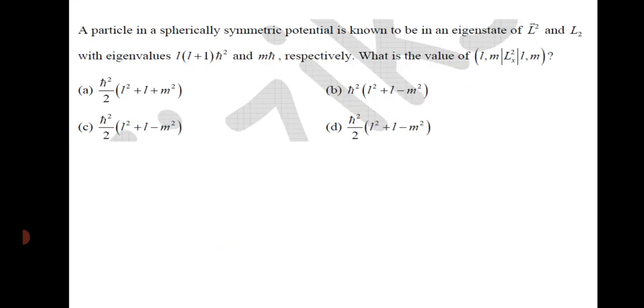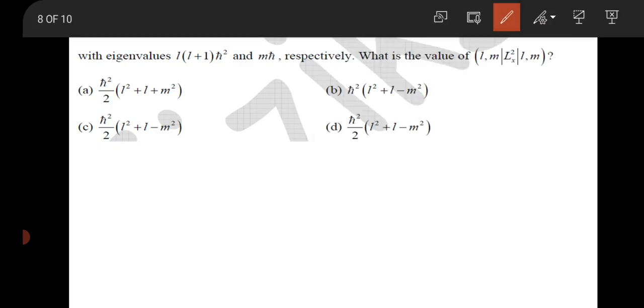So the next question is also from quantum mechanics. It's from the orbital angular momentum operator section. The question is very clear. A particle in a spherically symmetric potential is known to be an eigenstate of L square and Lz, I think this is actually Lz, not L2, with eigenvalues L(L plus 1)ħ square and mħ respectively. So what will be the expectation value of Lx square? First of all, the given state is an eigenstate of L square and also an eigenstate of Lz.